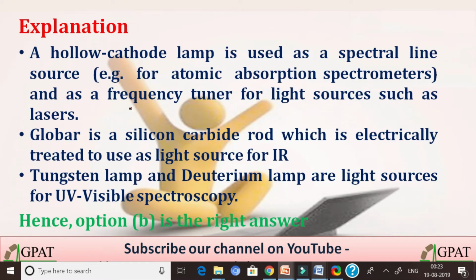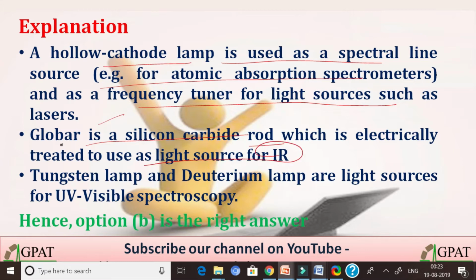Here we have an explanation: the hollow cathode lamp is used as a spectral line source, for example in atomic absorption spectrometers, and as a frequency tuner for light sources such as lasers. Globar is a silicon carbide rod which is electrically heated to use as a light source of IR, which is asked in the question. Tungsten and deuterium lamps are light sources for UV-visible spectroscopy. So option B is the correct answer, that is Globar.